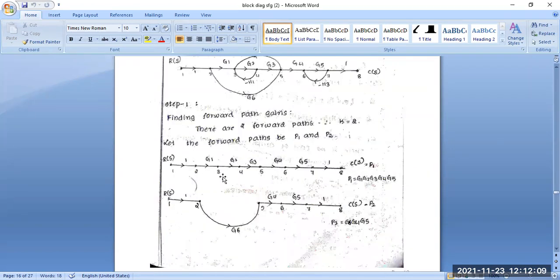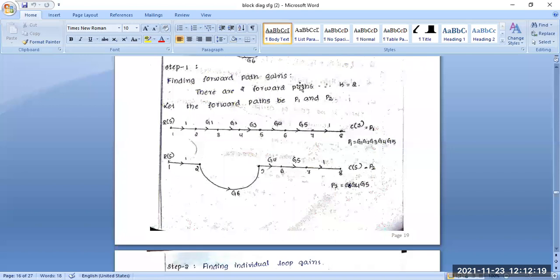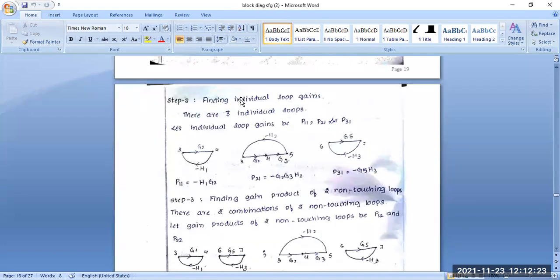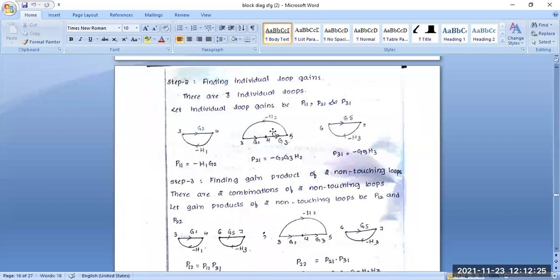So this is basically the P1 value, that is P1 equals G1, G2, G3, G4, G5, and P2 is equal to G6, G4, G5. Clear? This is the first step. We have to calculate it easily from here. Next step, we have to find the individual loop gains.